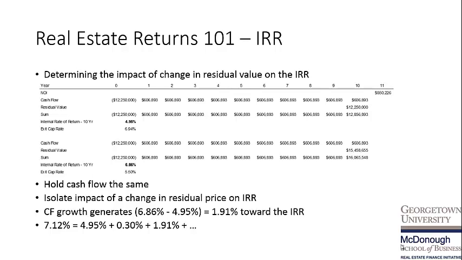So if you now subtract the 6.86% IRR in this analysis from the 4.95% original baseline analysis, you'll see that 191 basis points are attributable to the change in the residual value. So in effect, we are selling the asset for more than what we acquired it for, and that is contributing another 191 basis points to our IRR.